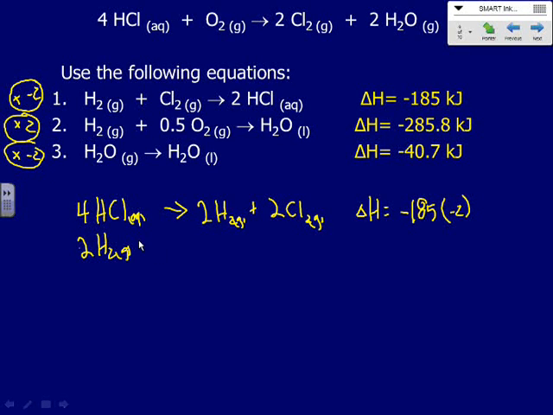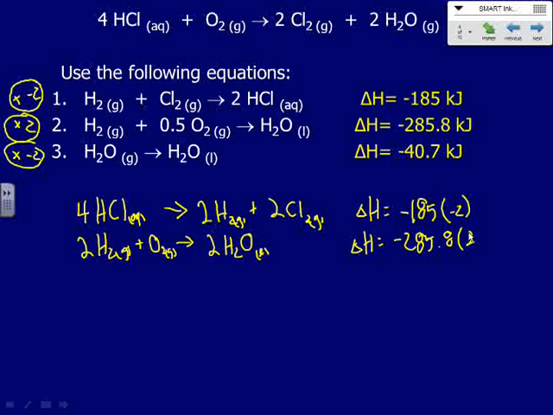2H2 gas. Oh, and I didn't line up my arrows very well. I hope I can fit it in. 1O2 gas. We're squeezing it in. And then with the flip, oh no, we're not flipping. We're just doubling. 2H2O liquid. And that is -285.8. And we are multiplying it straight up by 2. No negative on that one.